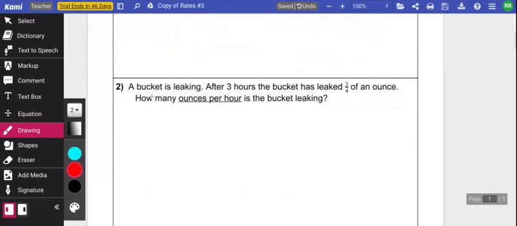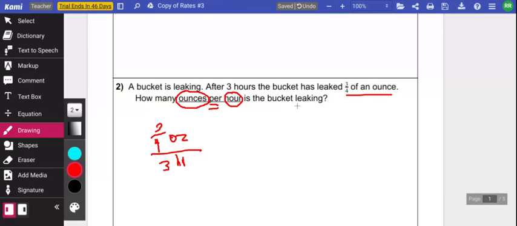Number 2, a bucket is leaking. After 3 hours, the bucket has leaked 3/4 of an ounce. How many ounces per hour is the bucket leaking? So we want ounces per hour. Okay, so ounces will be on top, per is the horizontal fraction bar, hours on bottom. So let's put our ounces on top. That's 3/4 of an ounce. Per hours. Hours are on bottom, so 3 hours.